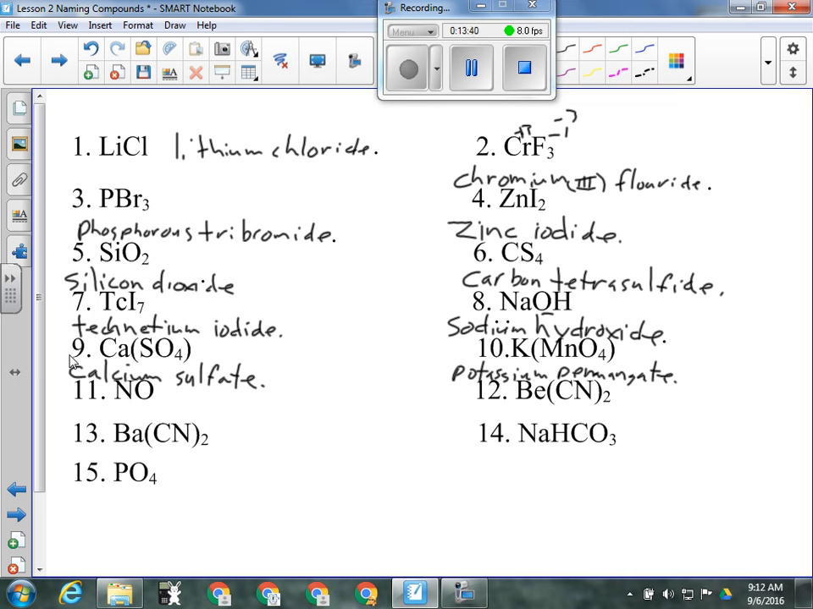Okay. As an aside. Okay, number 11, we have nitrogen and oxygen, ionic or molecular. Matt. Molecular? What's the name of it? Nitrogen monoxide. Okay, and number 12, I've got beryllium with cyanide. Let's have Blake try that one. Beryllium cyanide, great.